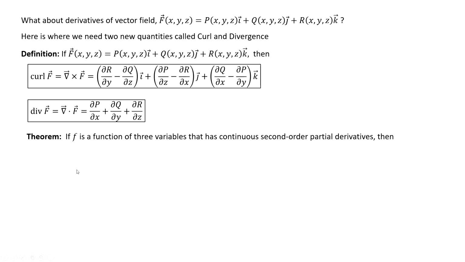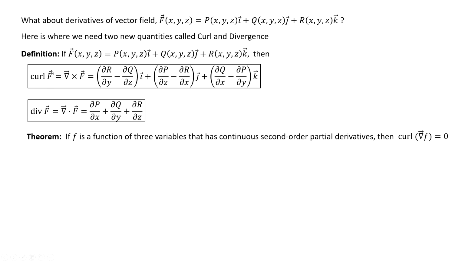So if f is a function of three variables that has continuous second partial derivatives, theorems now. If lowercase f, it's not a vector field, then curl of del f is equal to 0. Now let's first quickly ask ourselves, does it make any sense to say curl of del f? That's a question that you should really ask pretty much all the time. What do I mean by that?